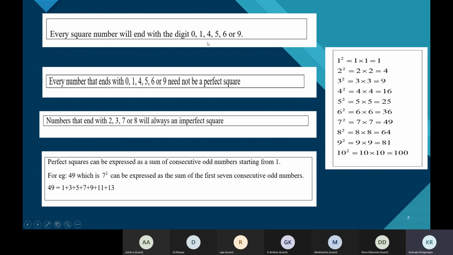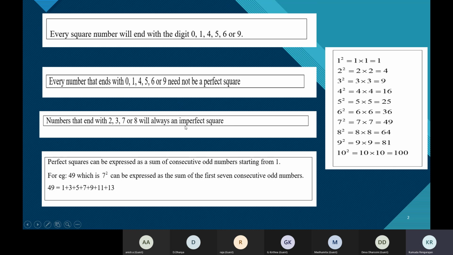So square numbers will have only these digits in the ones place. They can have a 0 if it is a square number. If a given number is a square number, then it should end with 0, or it should end with 1 or 4 or 5 or 6 or 9.